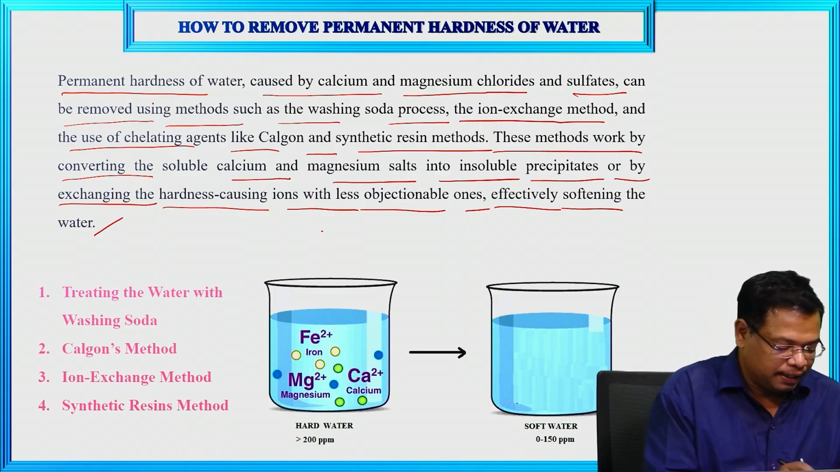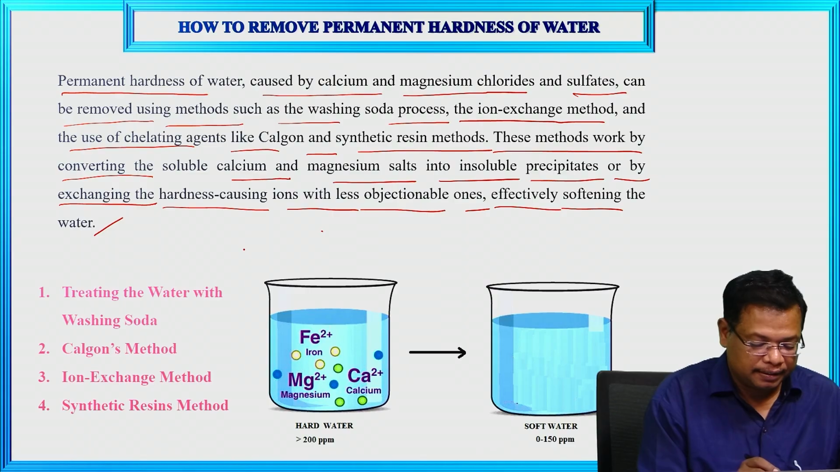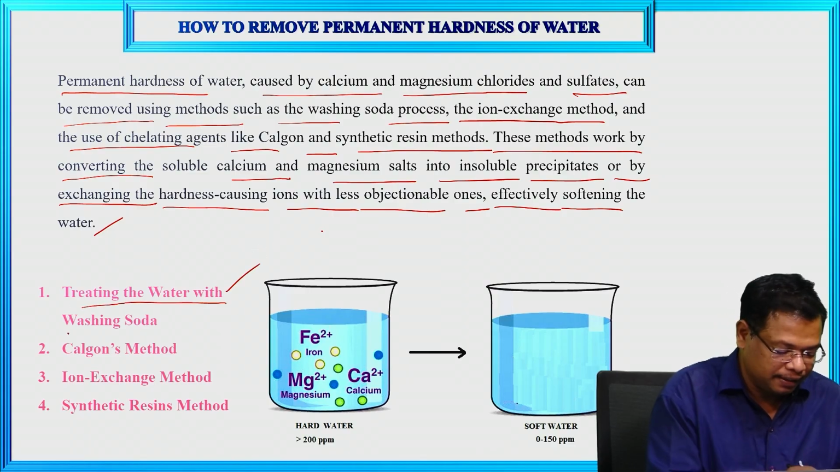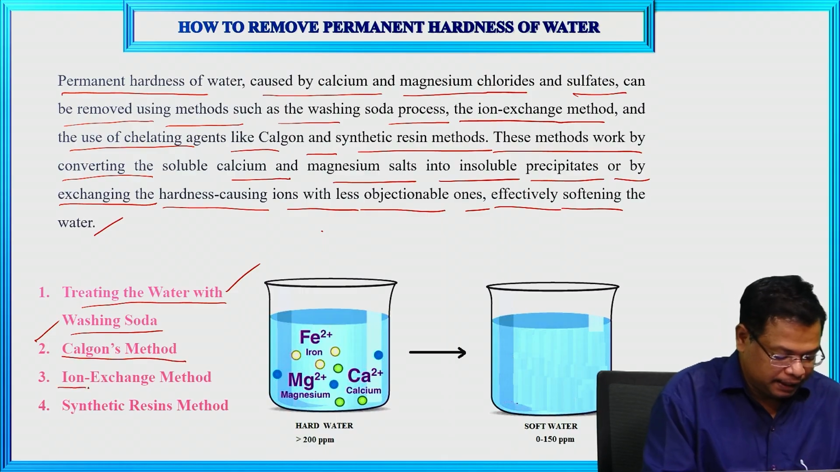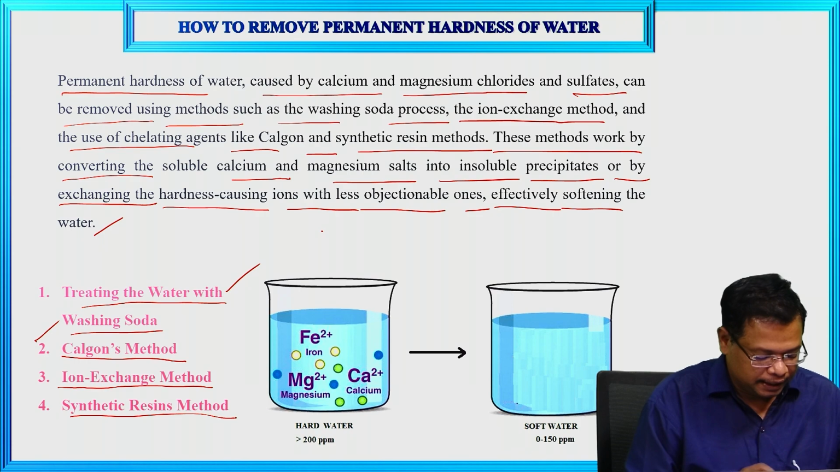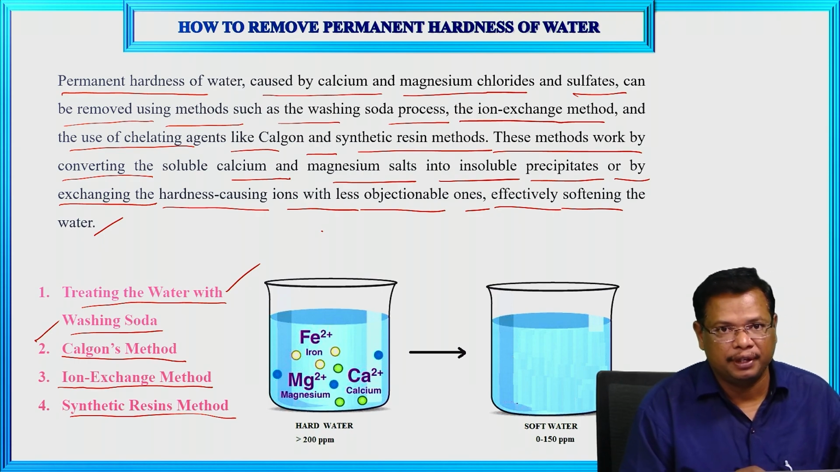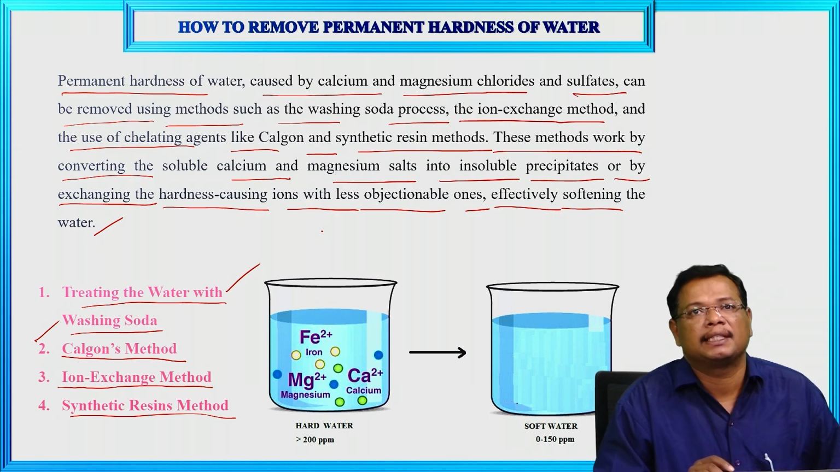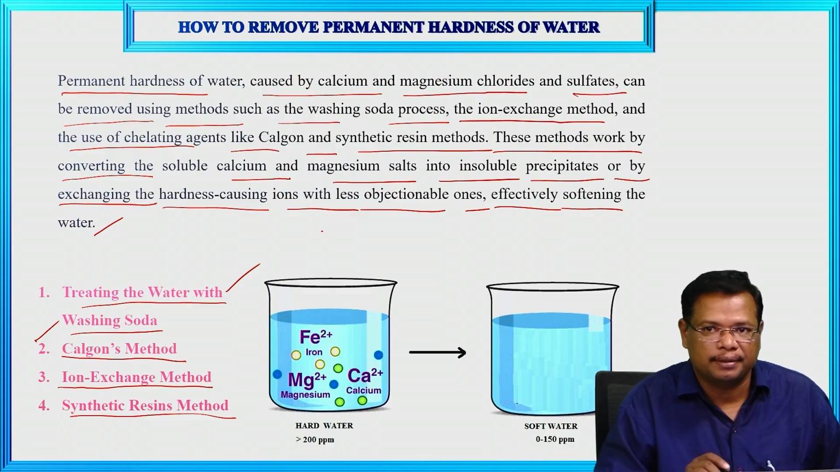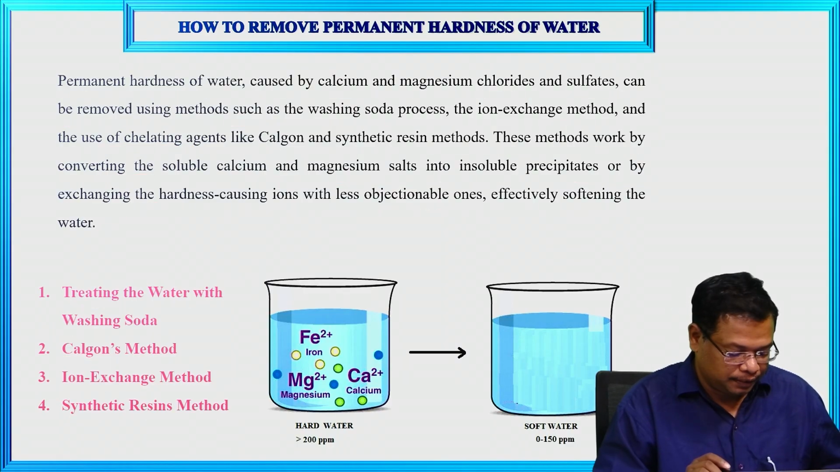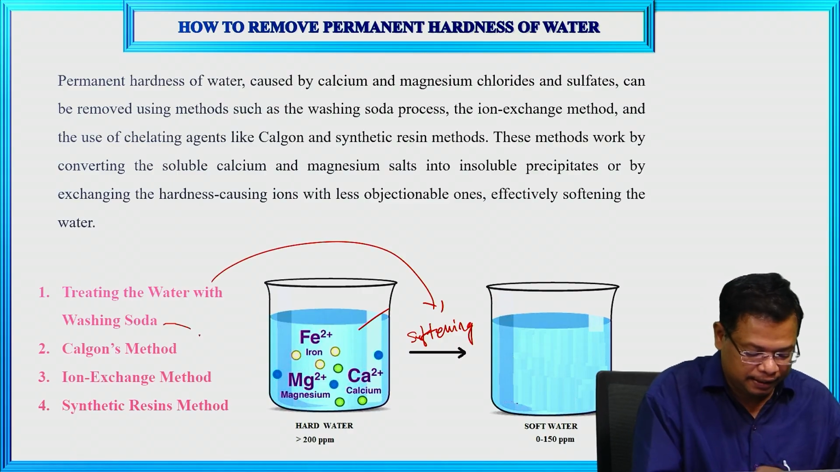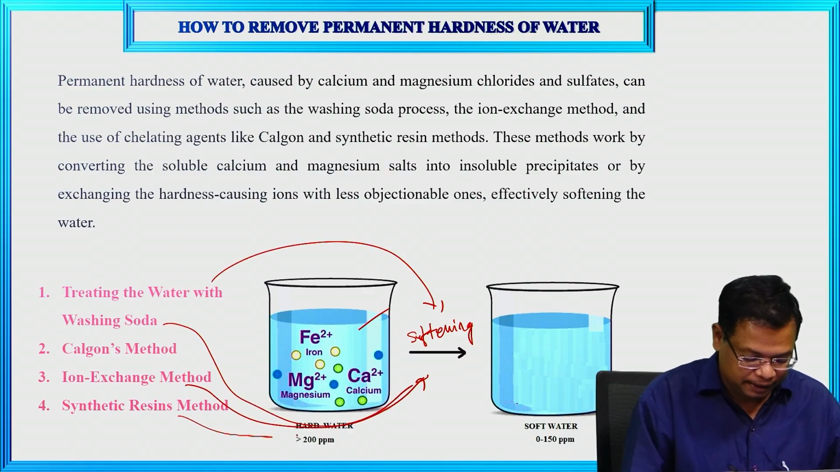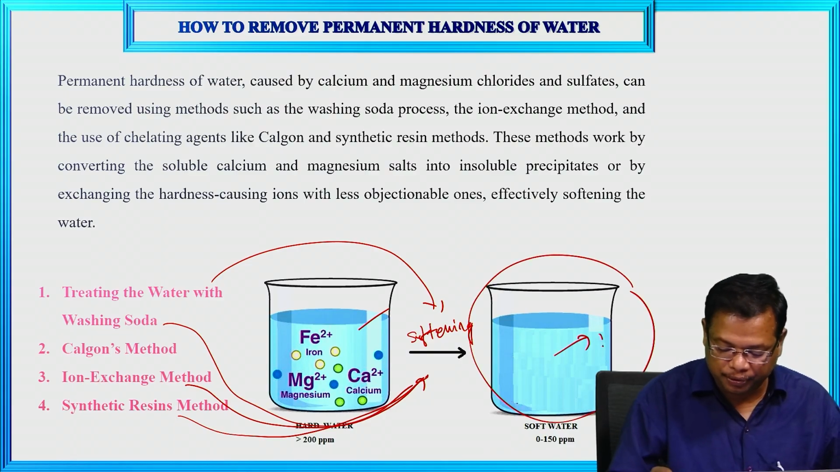So when we talk about removing the hardness, the first method is treating the water with washing soda. The next method is Calgon's method. The third method is the ion exchange method. The fourth method is the synthetic resins method. These are the four methods we generally use for the removal of hardness causing salts or softening of the water. If you see here, this is hard water. After softening with the different methods, you will get very pure water.